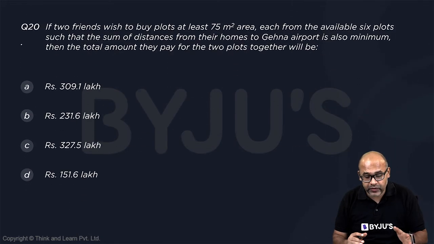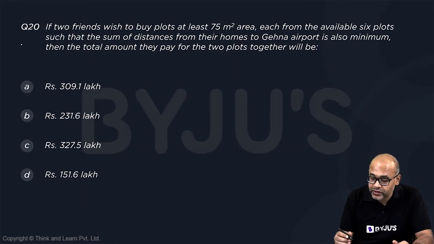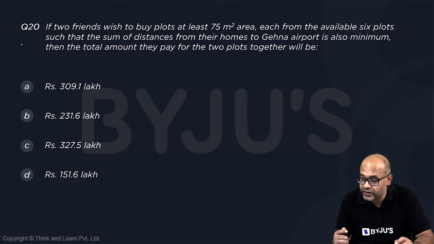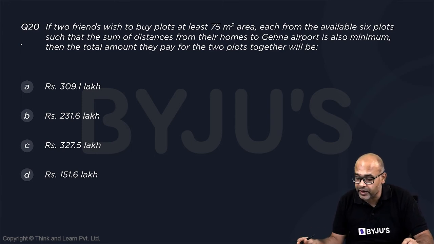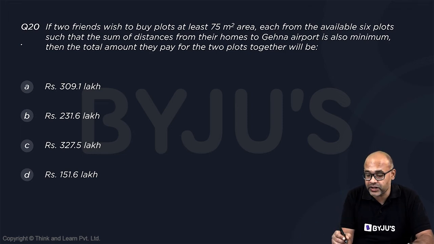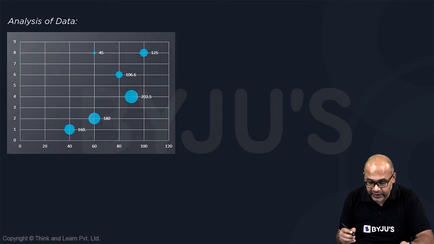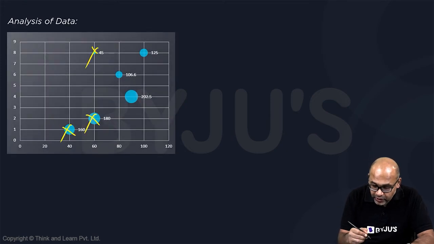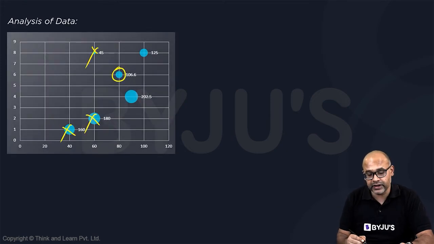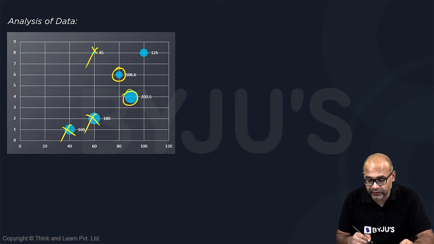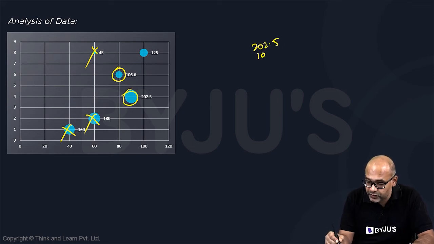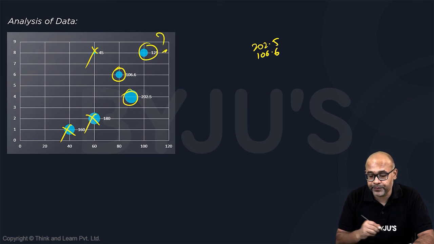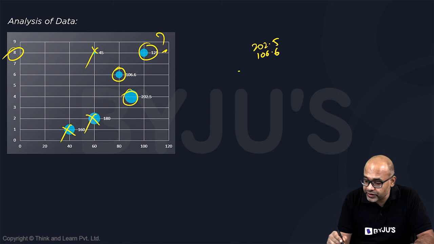Then we have the last question. If 2 friends wish to buy plots of at least 75 meter square area each from the available 6 plots, such that the sum of the distances from their home to Ghena airport is also minimum, then the total amount they pay for the 2 plots together is. So each plot should be 75. So let's take a look at what are the possibilities. This is gone, this is gone, this is gone. So 75, this is one plot available and this is the other plot available. So you have 202.5, 106.6. Why am I not taking this, the 125 one? Because the distance is higher. I want the least possible distances.